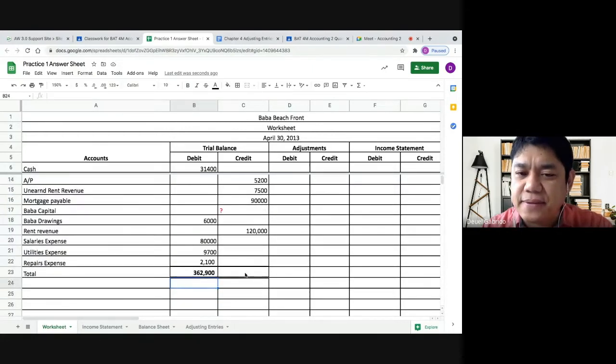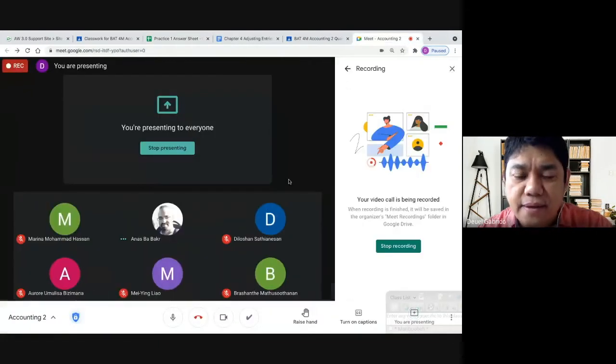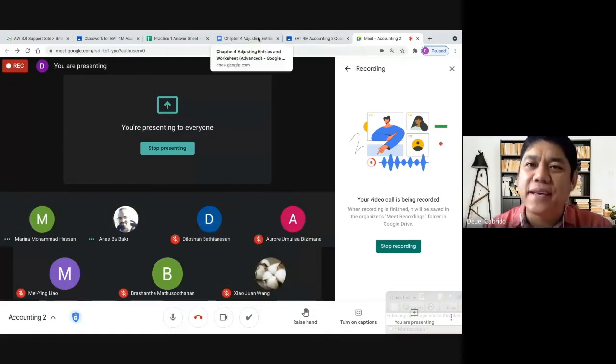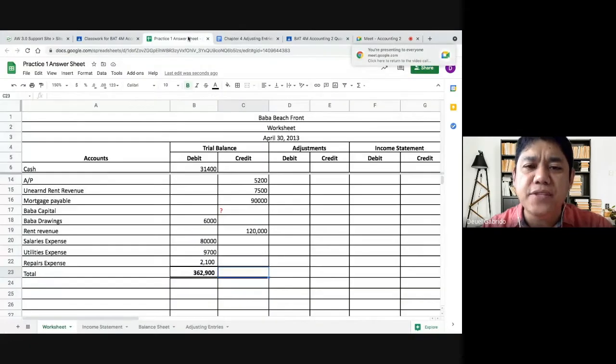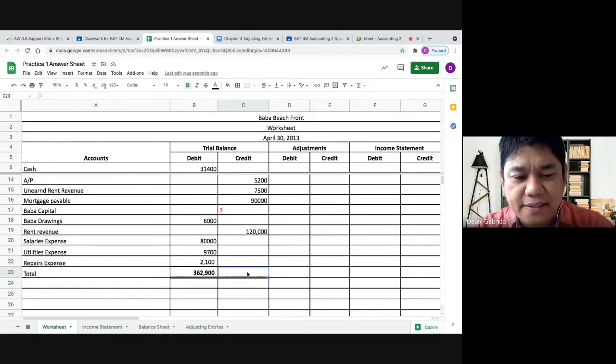If I ask you guys, what must be the total credit as well? What must be the value of the credit? Can you tell me? I don't know if I'm connected. Can you guys hear me? Yes. Very nice. So can you tell me what should be the value of the total credit here? If the debit is 362,900, what must be the value of the credit? It should match. Correct, the same, right?